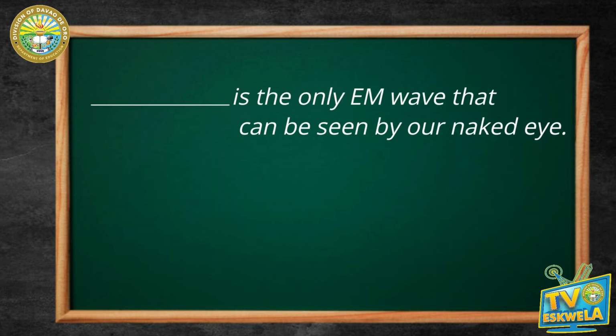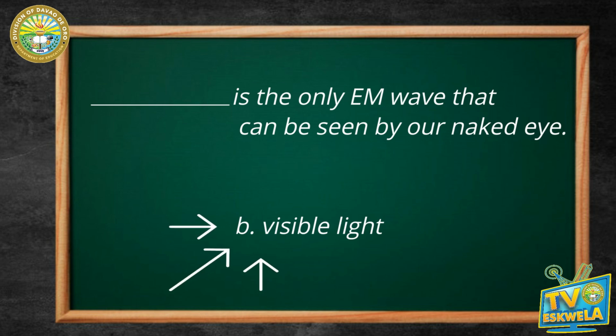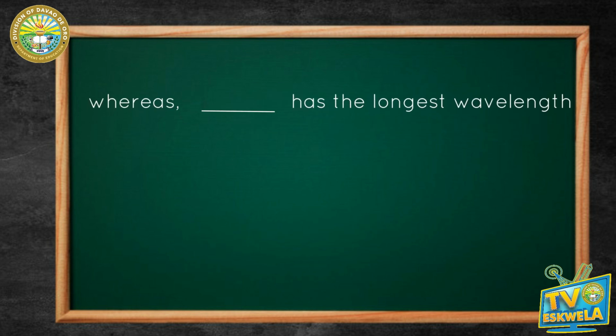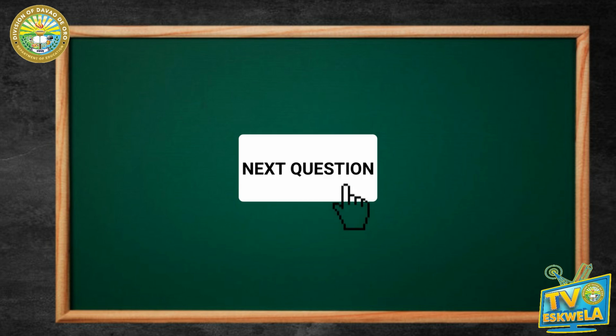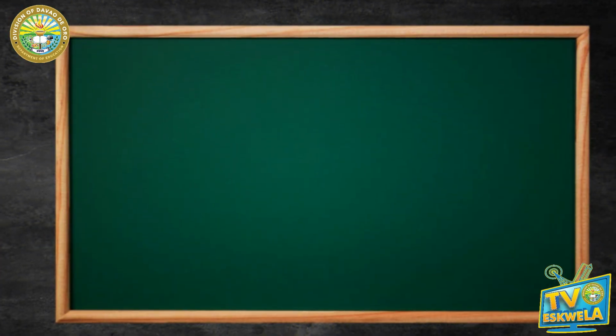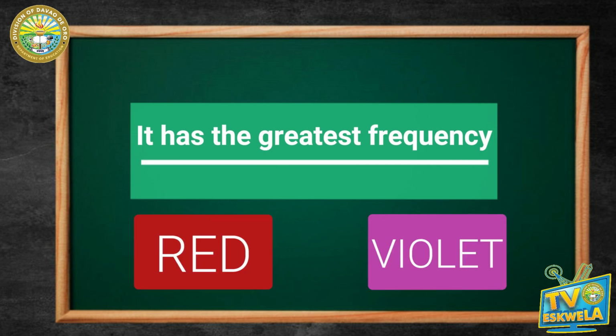It is the only EM wave that can be seen by our naked eye. The visible light. Whereas red has the longest wavelength. Violet has the greatest frequency.